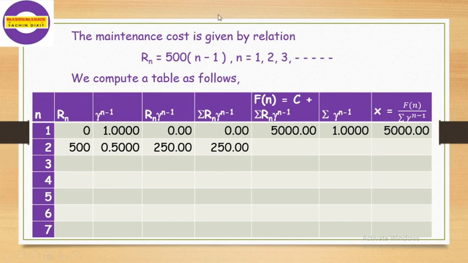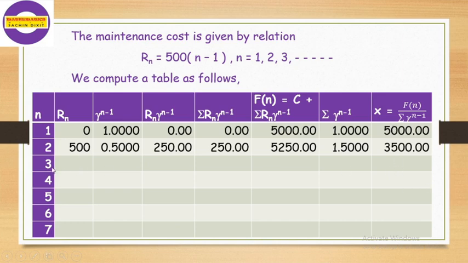Then we add here the cost of the machine. Cost of machine is 5000. We add that 5000 to 250, we get 5250. Then this sum of gamma raised to n minus 1: here it is 1 and here it is 0.5. So addition of these two, 0.5 plus 1, is 1.5. Then to find the average cost, we divide 5250 by 1.5 and we get 3500. Again it is a decreasing value.